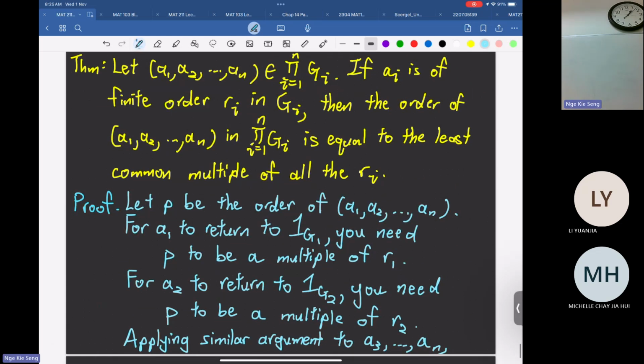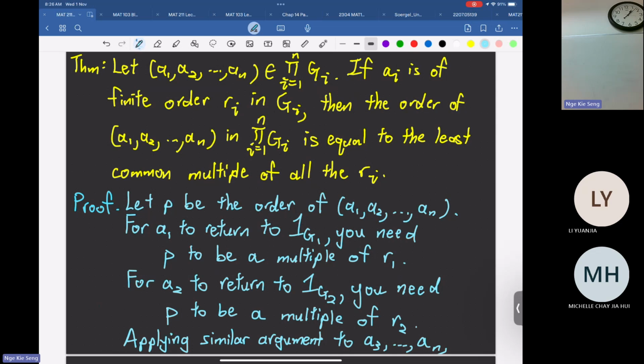So this theorem here, we quickly went through last time, and then we use it in the example to find the order of the group. So what's the use of the least common multiple here? The least common multiple of the Ri is actually the order of an n-tuple. And what's the property of this n-tuple? You need to make sure that every Ai here has order Ri.